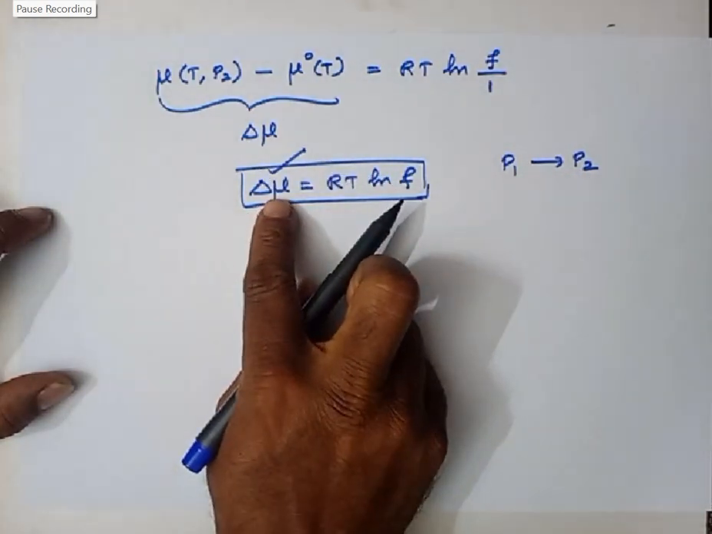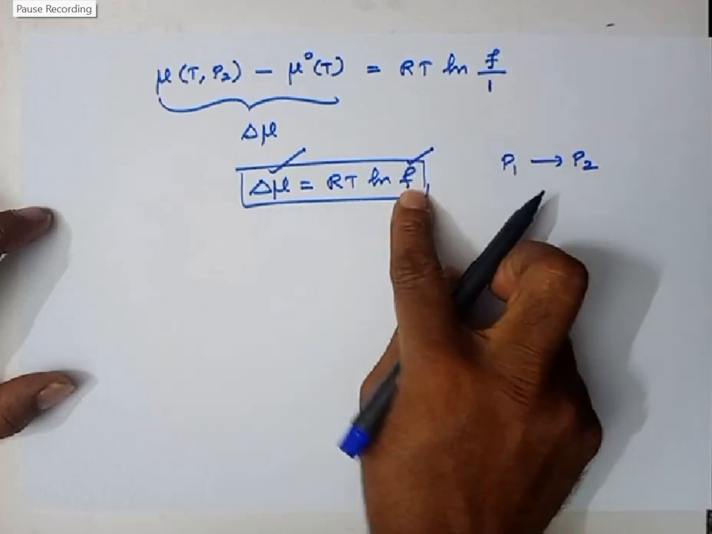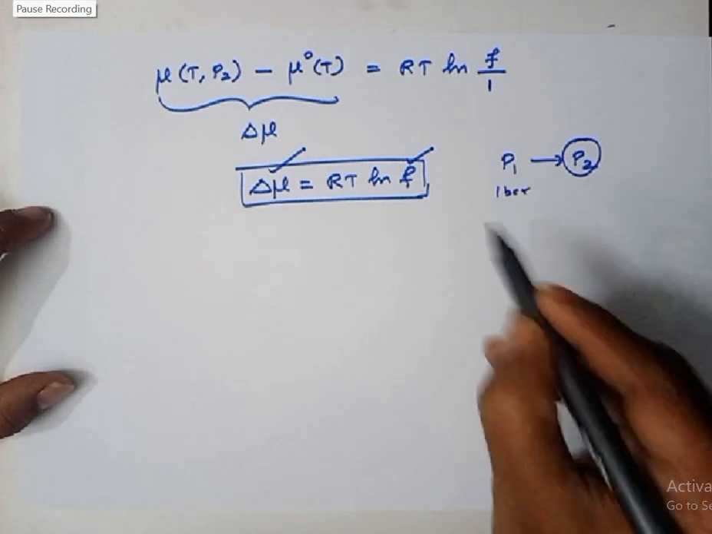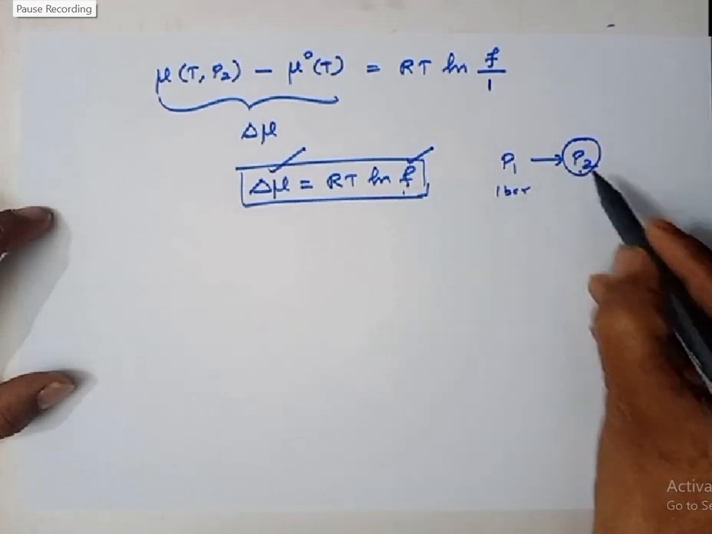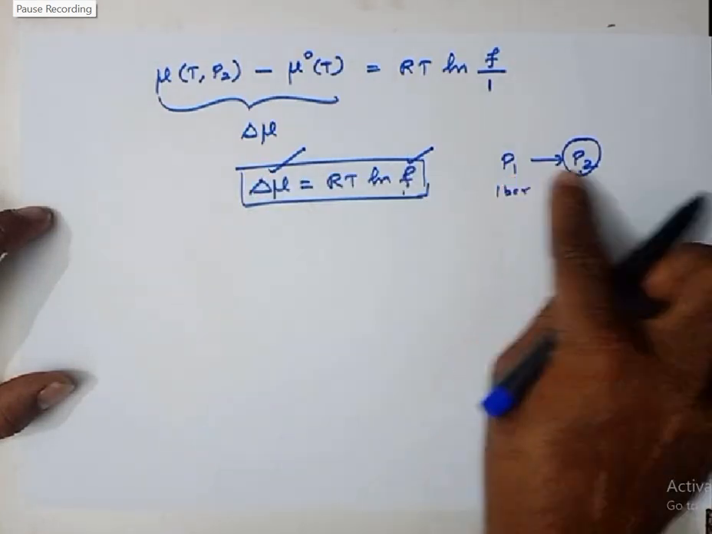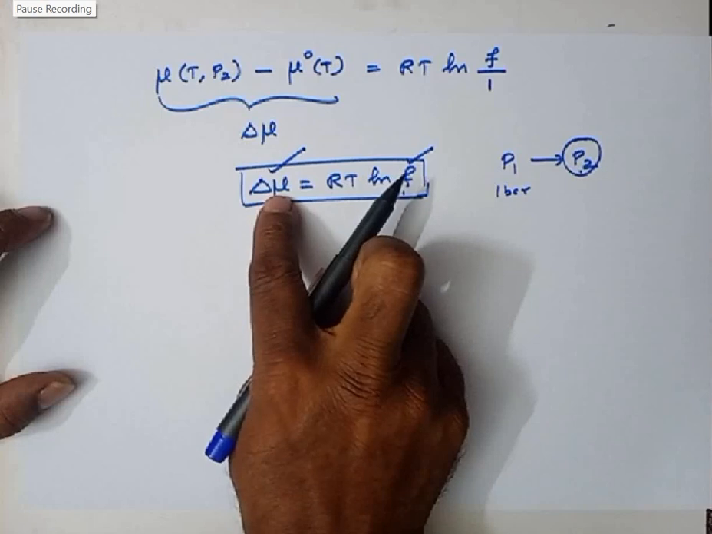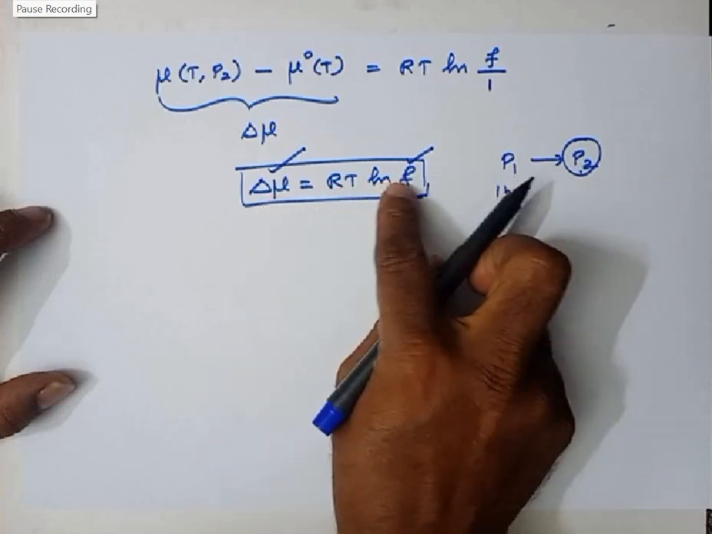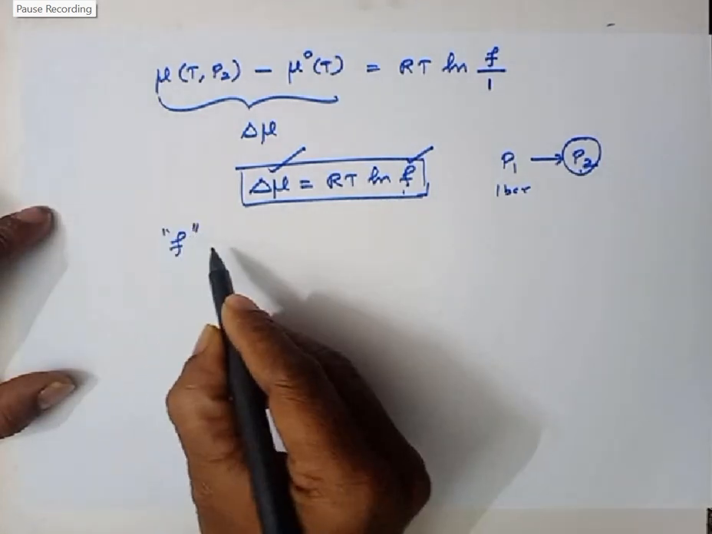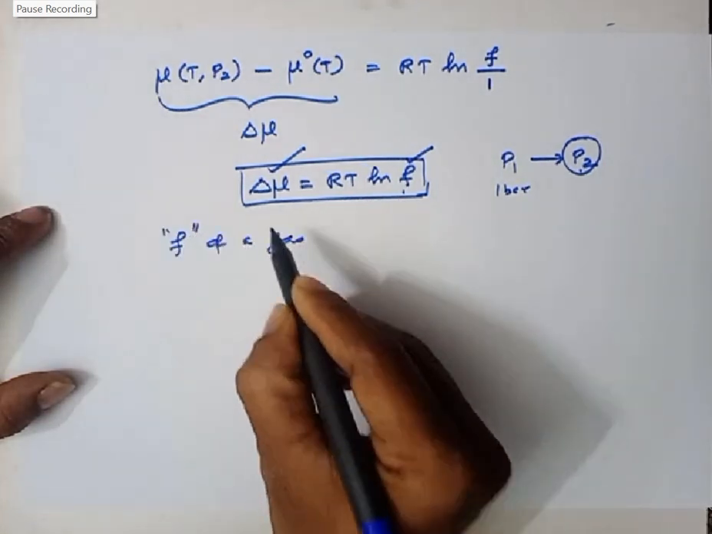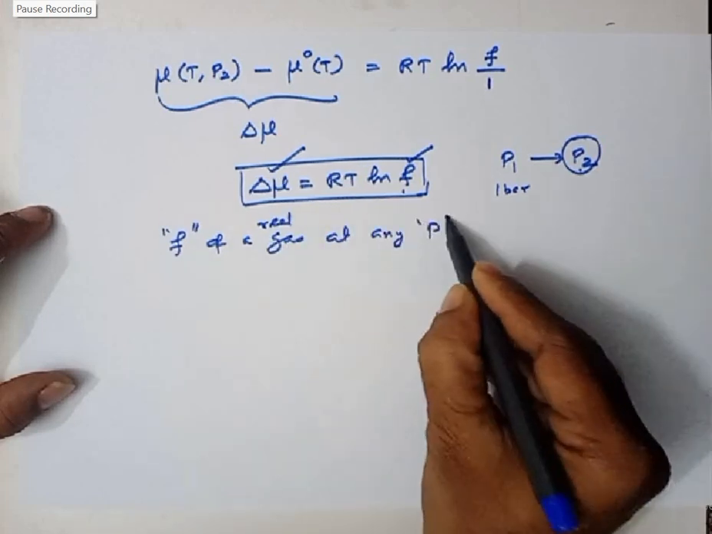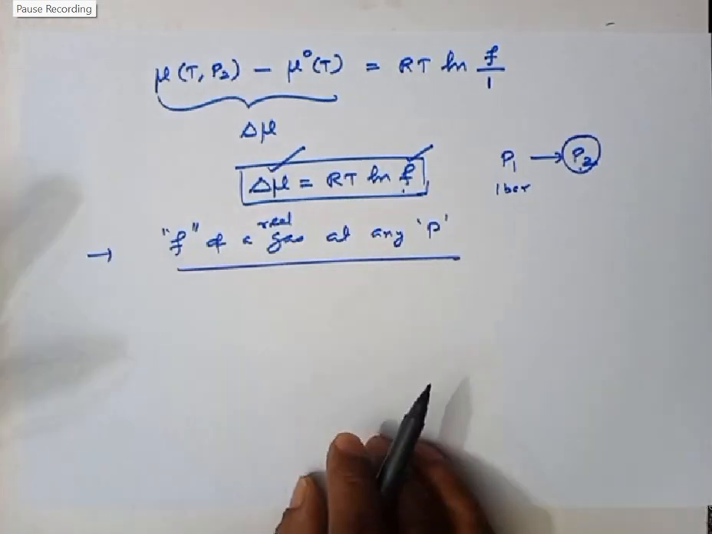Since this value is known, we can find what is the fugacity in the final pressure P2. Initial pressure is 1 bar, that I know. Now the question is, what is the fugacity in the final pressure? Yes, you measure this delta mu for P1 to P2, substitute the value here and divide by RT, you will get ln f. From ln f we can find the fugacity. So you can find the fugacity of a real gas at any pressure P. Okay, take note.